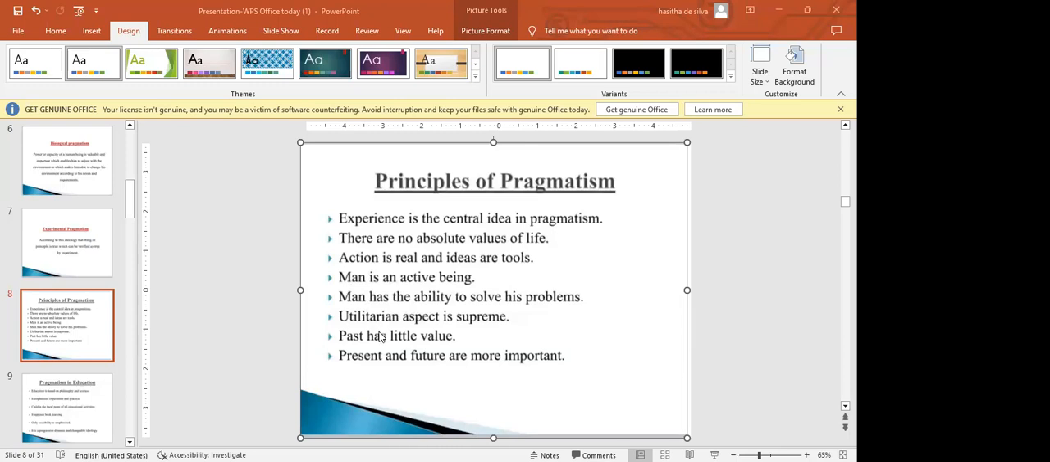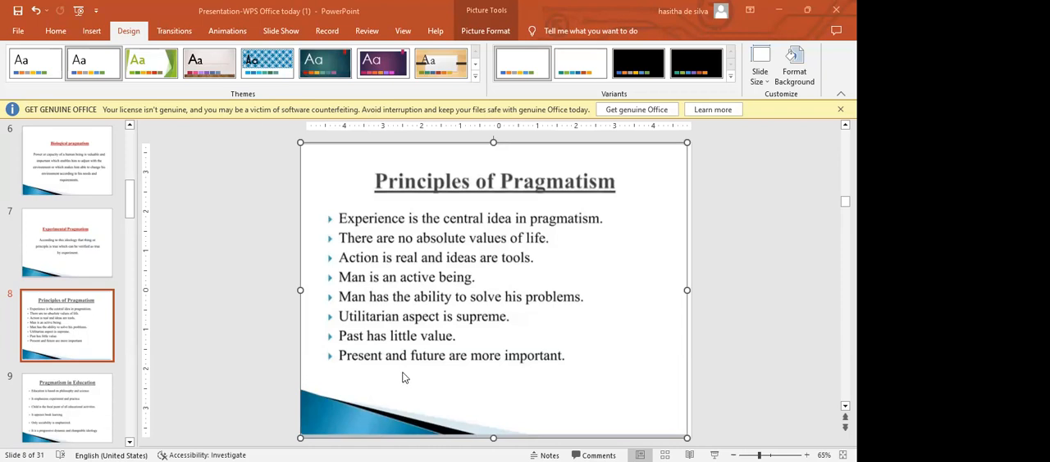Man is an active being. "Man is an active being" highlights the fundamental characteristic of human nature that emphasizes engagement and participation in the world. It suggests that humans are not passive observers, but rather active participants who shape and influence their environment through their actions. This perspective recognizes that human beings possess the capacity to think, decide, and act upon their intentions and desires. It emphasizes that humans are not merely influenced by external forces, but actively interact with and transform their surroundings.